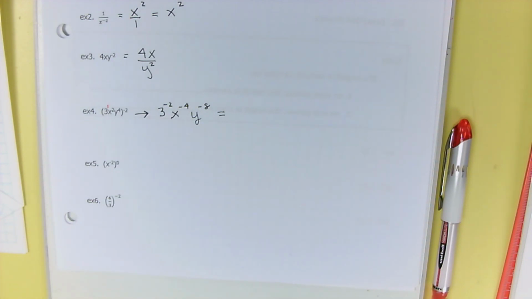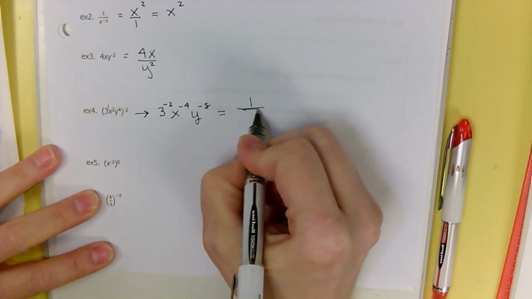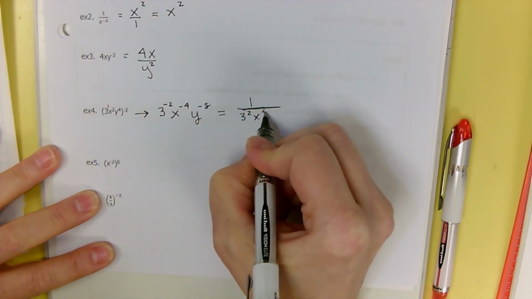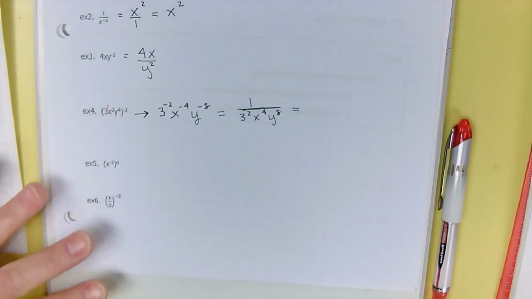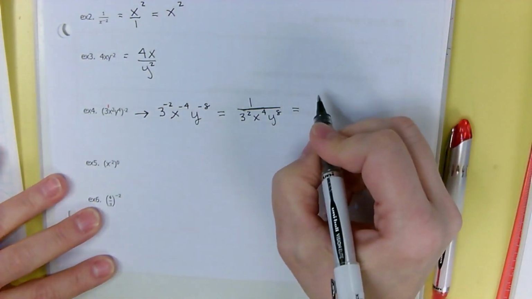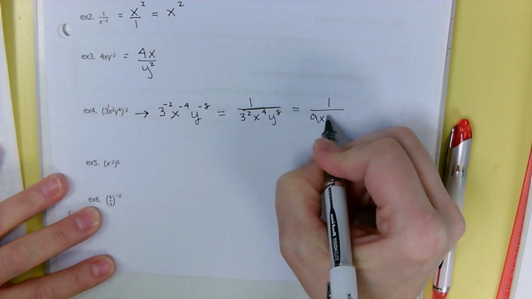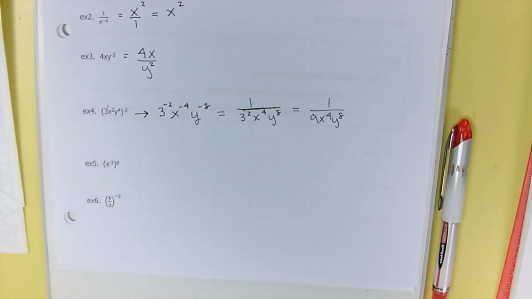Now we're going to move all of the numbers with negative exponents by flipping them. So you're going to have 1 over 3 to the positive 2, x to the positive 4, y to the positive 8. And of course, if you're simplifying, the very last thing you do is multiply out 3 squared. 3 times 3 is 9. So 1 over 9, x to the 4th, y to the 8. So that's the first way you can do this.